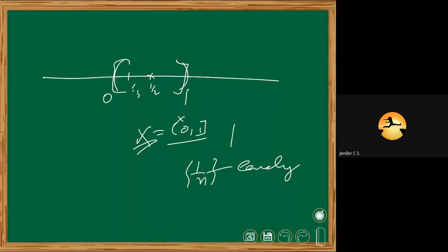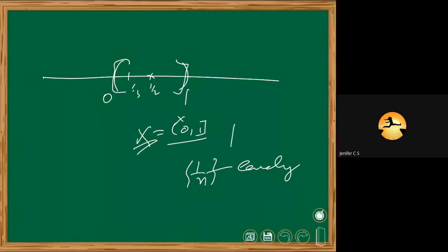Cauchiness is essential for convergence. If you want convergence, definitely the sequence should be a Cauchy one. But Cauchiness necessarily may not give you convergence in general. It depends on the space where you are, it depends on the set. Are you getting me? What I'm trying to say?